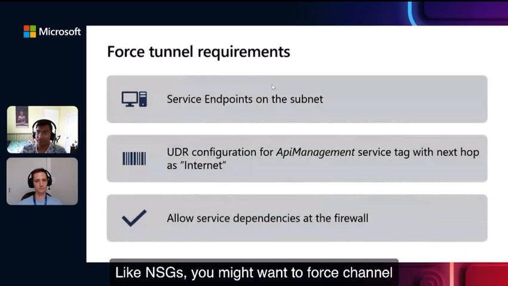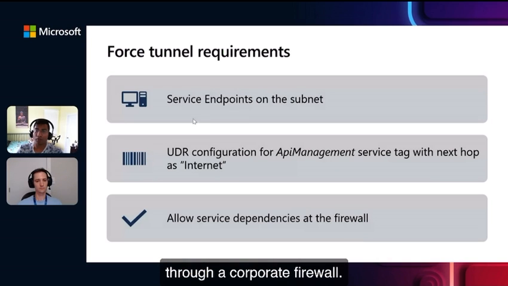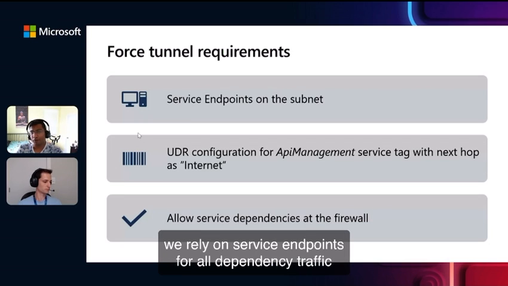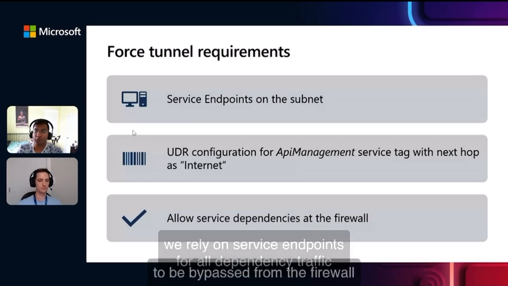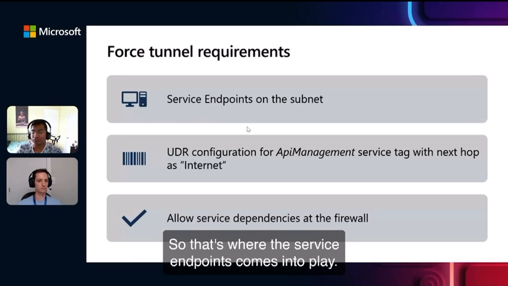Like NSGs, you might want to force tunnel all your egress traffic from your API management instance through a corporate firewall. So if you're doing that, even in the STV1 instance, we rely on service endpoints for all dependency traffic to be bypassed from the firewall and go through the Azure backbone. So that's where the service endpoints come into play.